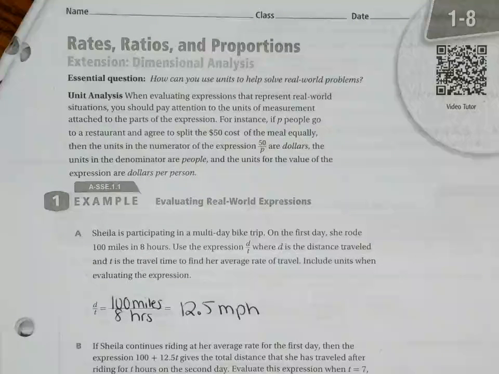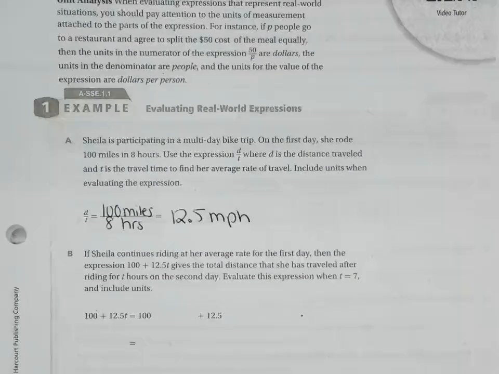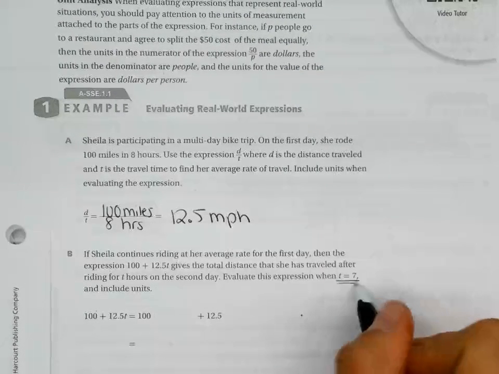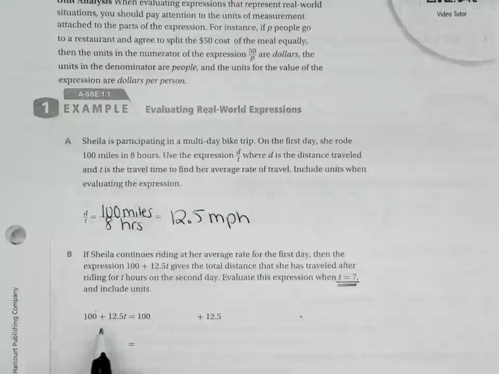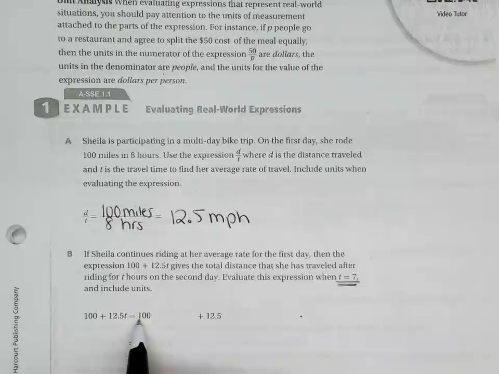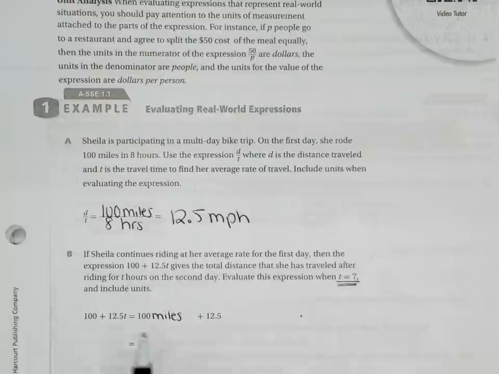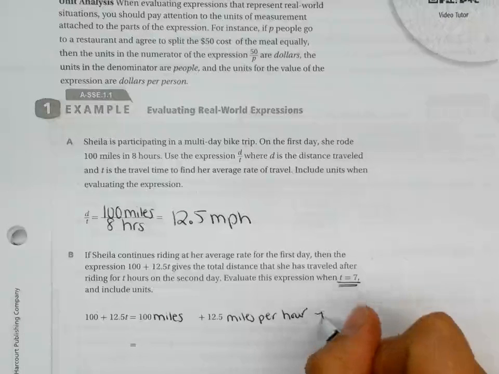If Sheila continues riding at her average rate of the first day, then the expression 100 plus 12.5t gives the total distance that she traveled after riding t hours on the second day. Evaluate this expression when t is 7. So if she rides at the same rate for 7 hours, how far does she go? So we have 100 plus 12.5t. Now, 100 what? 100 miles, right? So you have 100 miles plus 12.5 miles per hour times 7 hours.